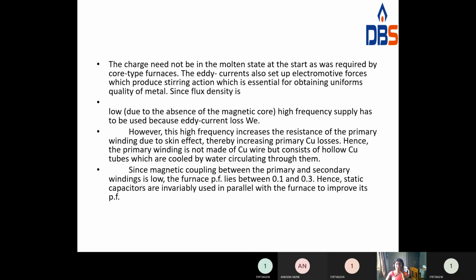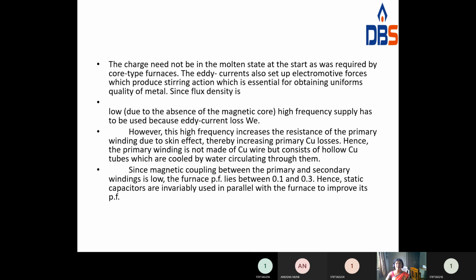Whenever the frequency increases, the resistance of the winding also increases. When the resistance increases, it causes copper losses. Copper losses are nothing but I square R losses. So whenever the resistance increases, the copper losses also increase.